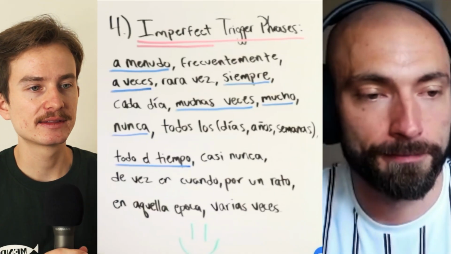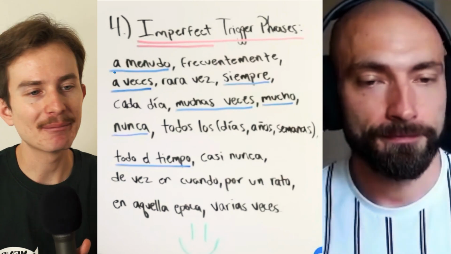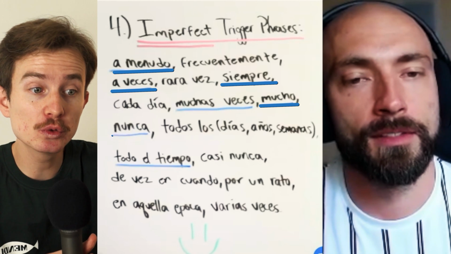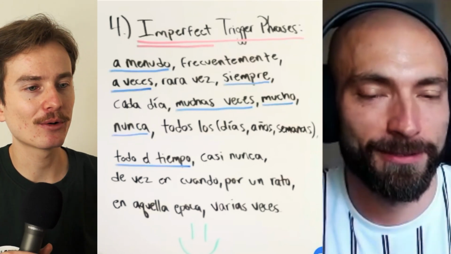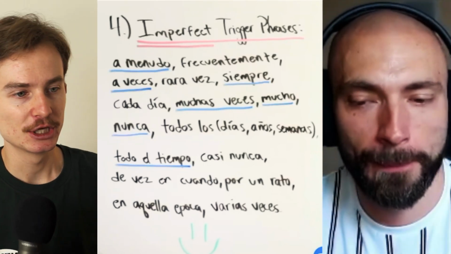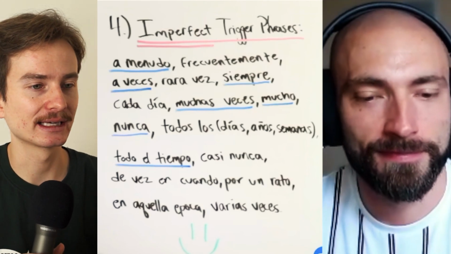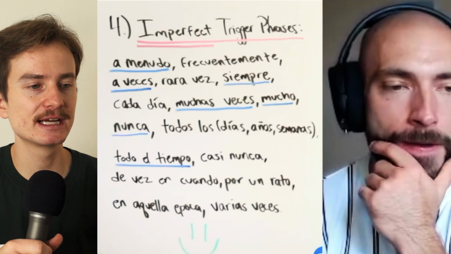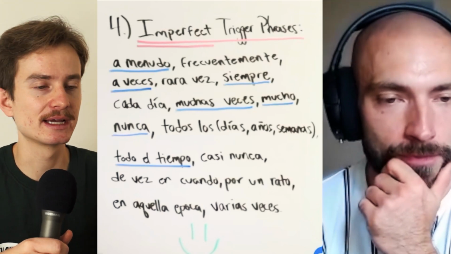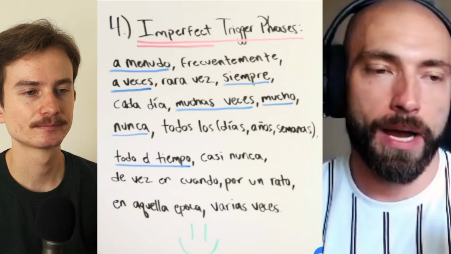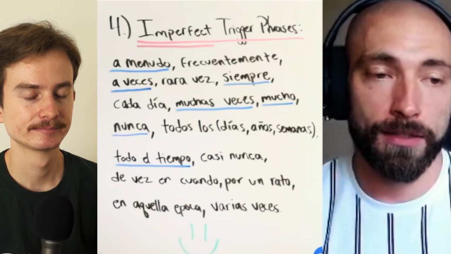Okay, so let's take a look now at the imperfect trigger phrases. So you've got like a menudo, a veces, siempre, very common, mucho, nunca, todo el tiempo. That would always happen. Like muchas veces, yo iba al cine con mi papá. Like I used to go with my dad a lot of times. But once again, it comes back to the idea of, what are you trying to say? Are you trying to say, I said, or are you trying to say, I was saying, or I used to say? I've tried to avoid switching to English as much as possible.